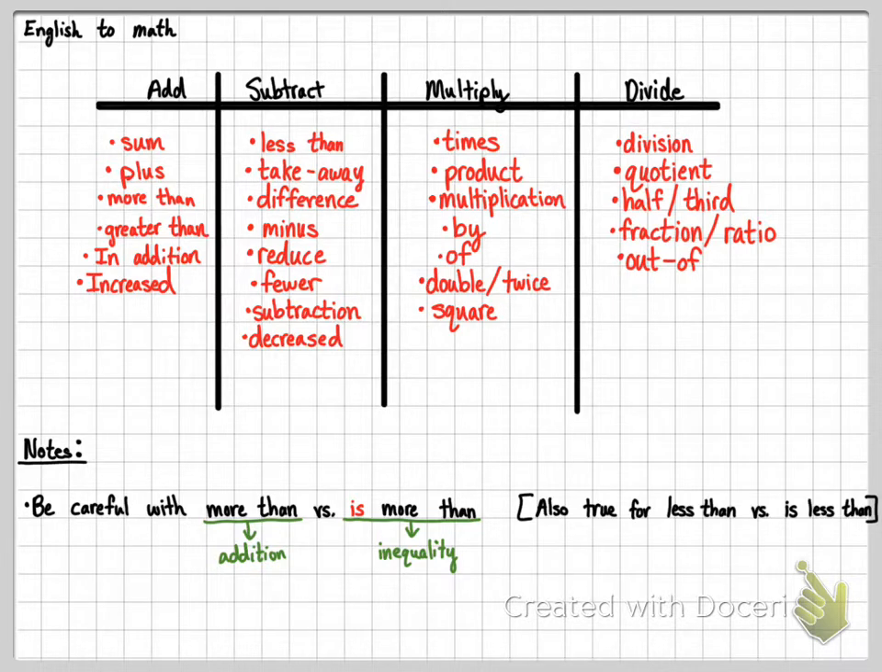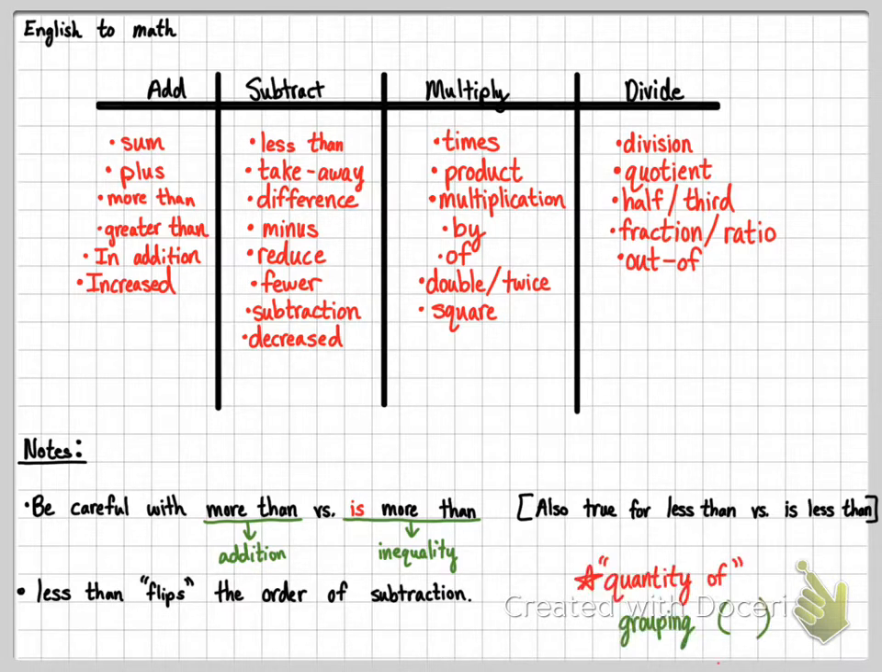Same thing for less than versus is less than. Less than is subtraction. Is less than is an inequality. So notice that there. Be careful there. Okay, less than flips the order of subtraction. And we're going to talk about that on the next page. But don't forget, less than flips the order of subtraction.